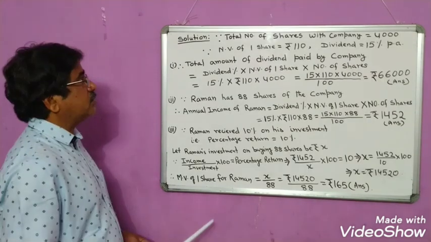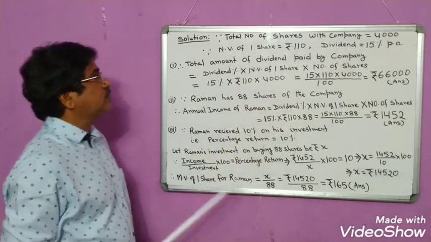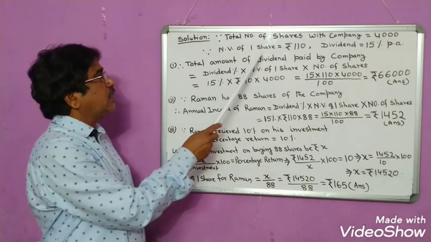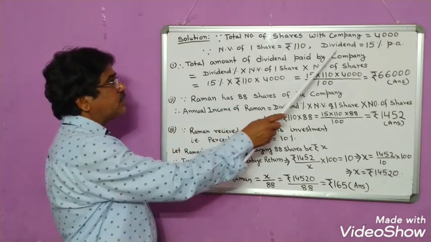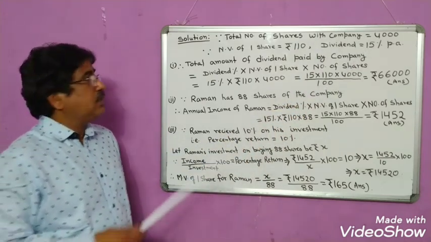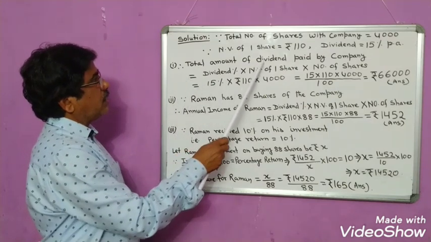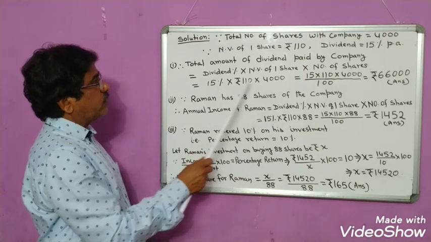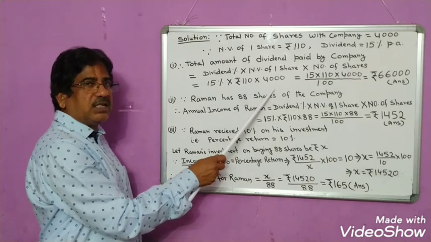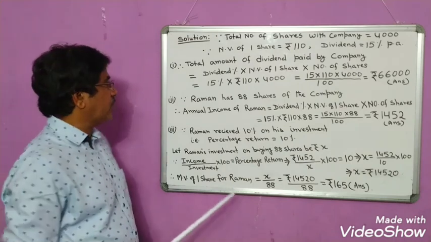Now as per the question, the total number of shares with the company is equal to 4,000, the nominal value of one share is rupees 110, and the dividend percent declared is 15% per annum. So at the end of the year, the company will pay a dividend of 15% of rupees 110 into the number of shares, that is 4,000. That is equal to rupees 66,000.